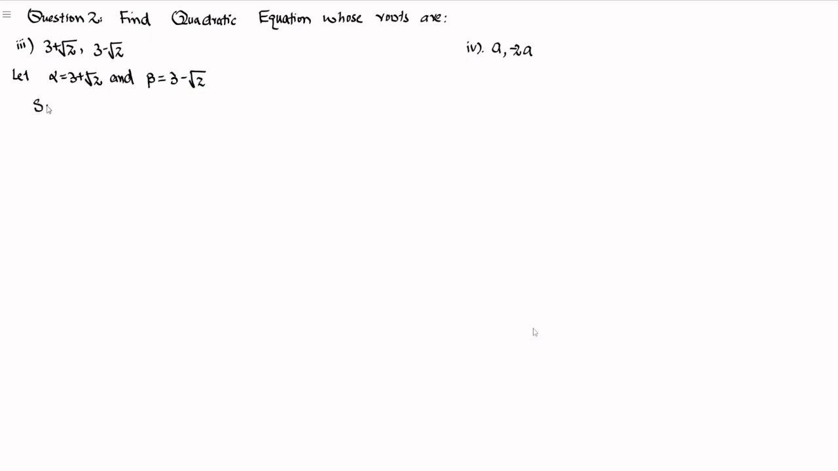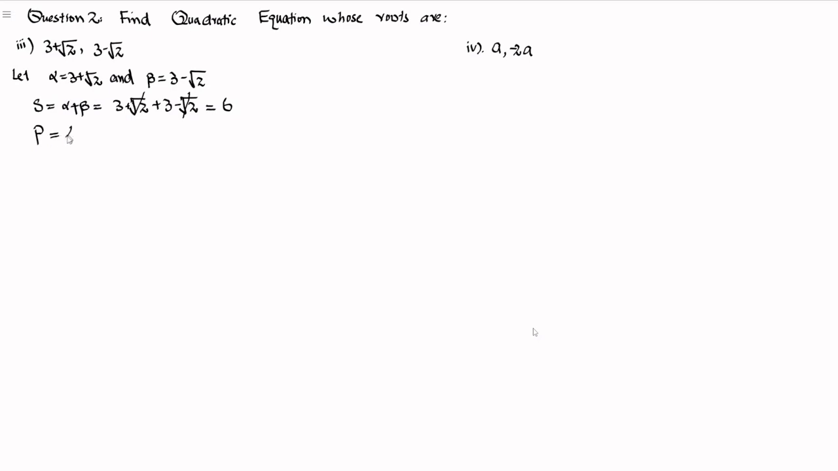Now the sum of the roots is equal to alpha plus beta, which will be 3 plus under root 2 plus 3 minus under root 2. Plus under root 2 and minus under root 2 cancel out, and 3 plus 3 is 6. So the sum of the roots is 6.